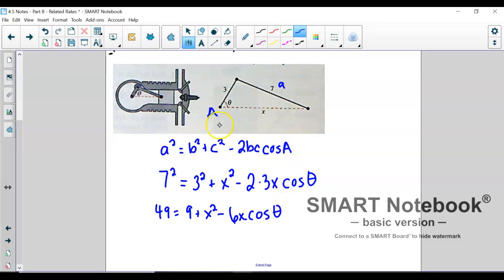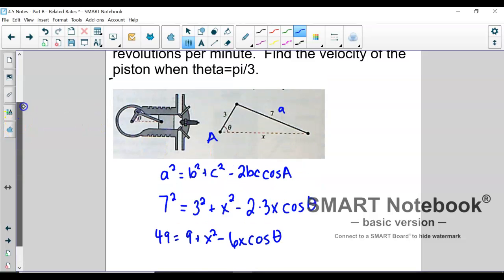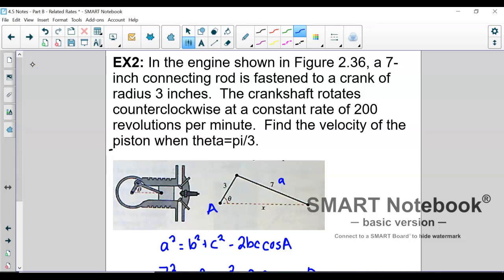theta. And let's go back up and look at the problem and see what they're asking us for here. The crankshaft rotates counterclockwise at a constant rate of 200 revolutions per minute. Find the velocity of the piston when theta equals pi over 3. So we've got this 200 revolutions per minute. We're going to have to do something with that, but I'm going to come back to it because it's the hardest part. We're going to find velocity of the piston.